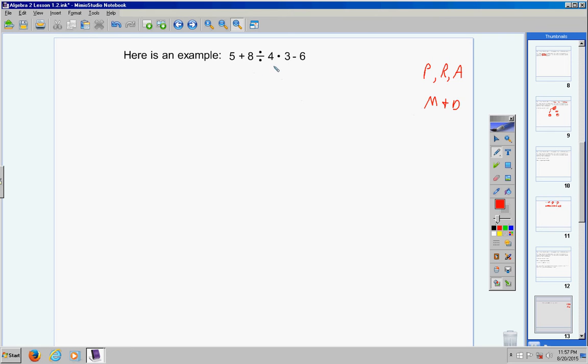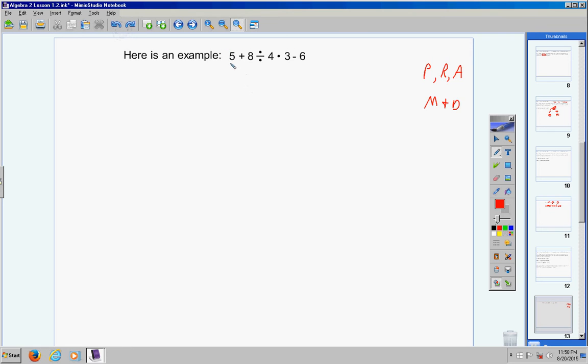See, a lot of students would think that you would do your multiplication first here. 4 times 3 is 12. And then take 8 divided by 12. That's wrong. You do not do multiplication before division. Neither do you do division before multiplication. You simply start on the left side and you work your way over to the right side and do multiplication and division as you see it.